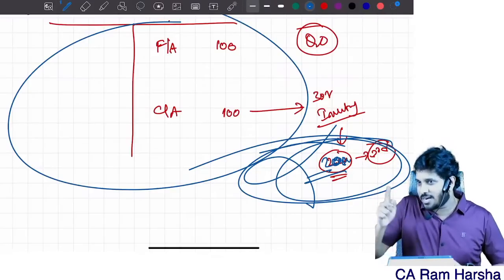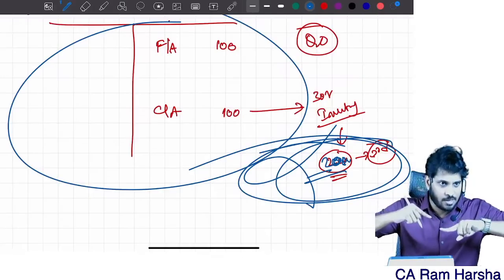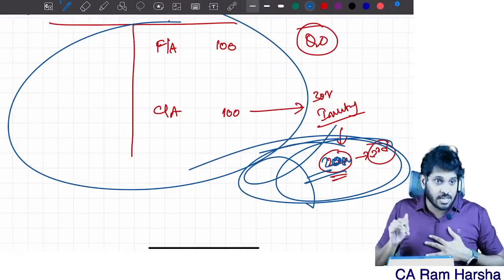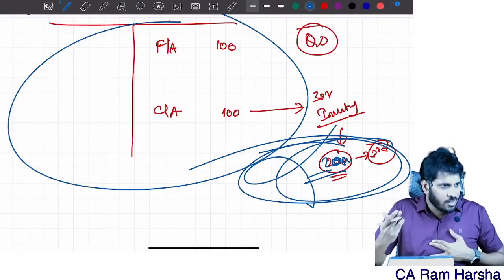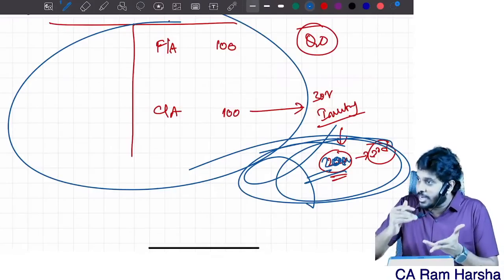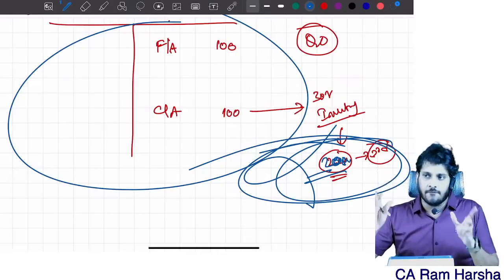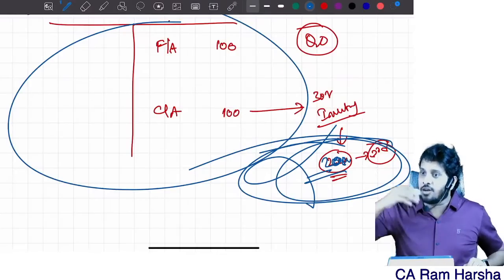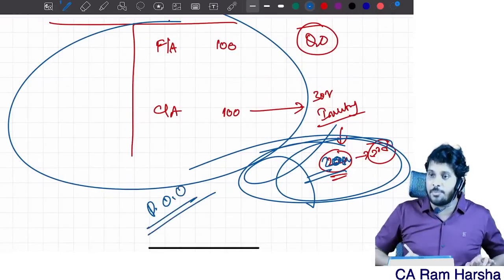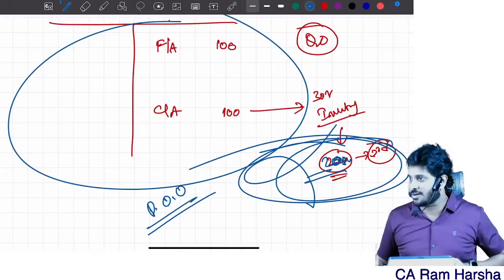Tell me, if at all the client is not giving me information about a 20 crore worth item, will I give opinion? Can I say everything is right or everything is wrong? Can I come to any conclusion? I cannot. If I am unable to conclude whether to give positive or negative opinion because I don't have evidence for a material and pervasive item, which opinion will I give? I will not give opinion, and that not giving opinion is called what? Disclaimer of opinion. Disclaimer of opinion means not giving opinion, denial of opinion.